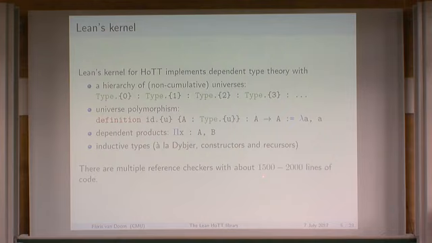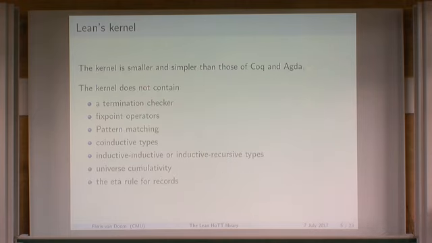So to give an estimate of the size of the kernel, there are reference type checkers which are about 1,500 to 2,000 lines. So some things the kernel does not have are things like a termination checker, fixed point operators. There's no pattern matching in the kernel. There are no co-inductive types, no inductive-inductive or inductive-recursive types, no universe cumulativity, and no eta rule for records. So the kernel is really, we try to make it lean, yes.